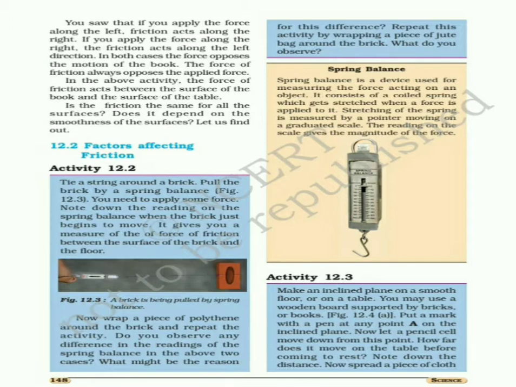So what will happen? You know that a brick has a rough surface. A brick always has a rough surface, isn't it? So when we pull this brick with a spring balance, we can see that there is too much force acting. Because of the rough surface there will be more friction, and it is very difficult to pull the brick.